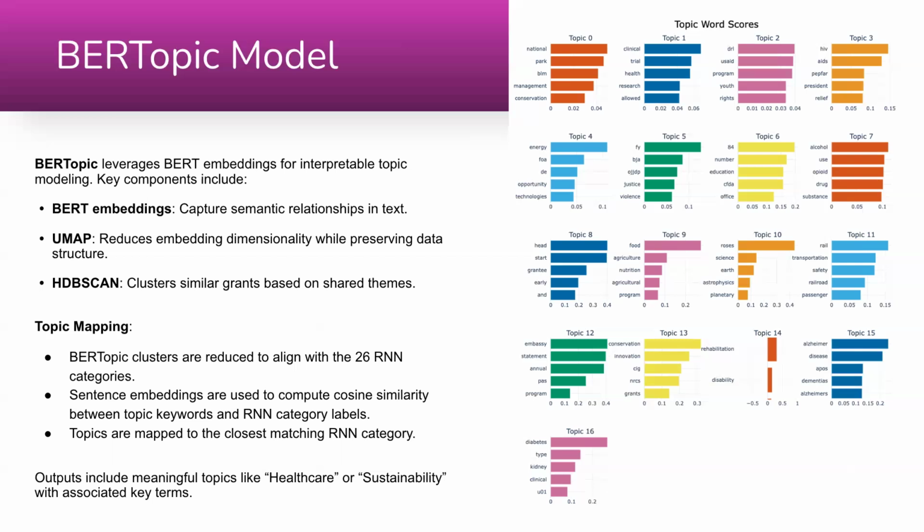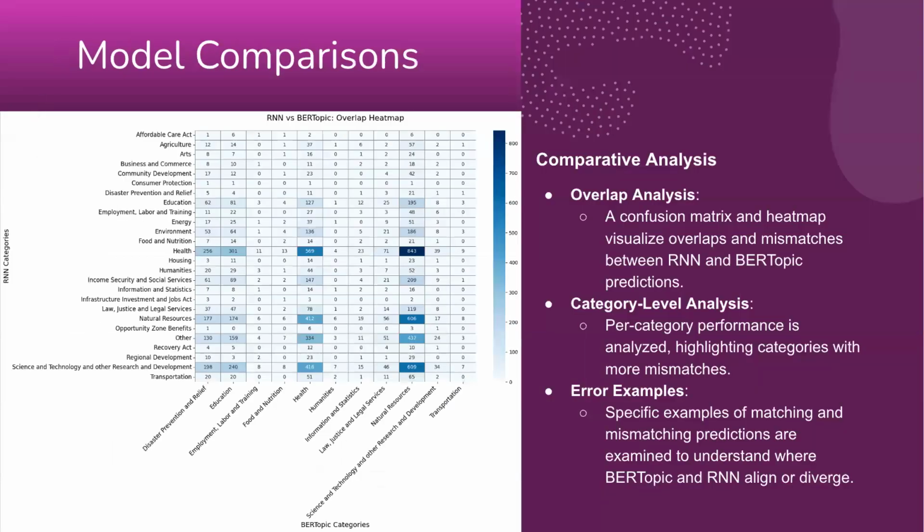For the model comparison, the RNN and BERTopic models were compared using overlap analysis, confusion matrices, and per category performance. The RNN excelled at structured classification, achieving high accuracy for dominant categories. BERTopic provided broader insights, but struggled with alignment to predefined labels. Mismatches often occurred in underrepresented categories, highlighting the need for improving mapping techniques.